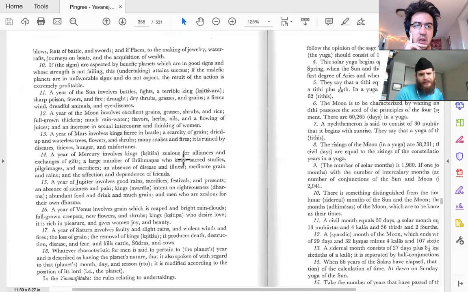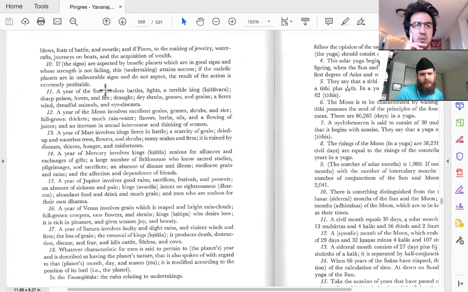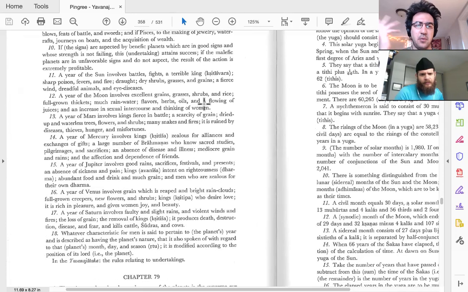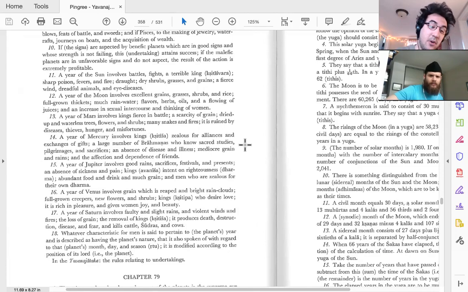Yeah, and then he goes on to, this could be very useful for perfections, but it's not so specific necessarily to nativities. Then a year of the Sun, a year of the Moon, a year of each planet, and it seems to be more about what may be involved for a kingdom or an empire, right? Correct. So a year of the Moon involves excellent grains, grasses, shrubs, and rice, right? Full-grown thickets and so on.